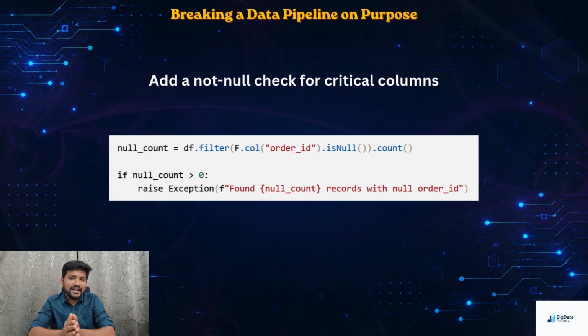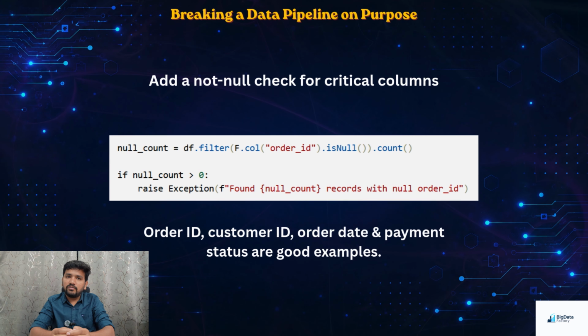The fix, add a not null check for critical columns. Order ID, customer ID, order date, and payment status are good examples. Production lesson, not all columns are equally important. Critical identifiers should have strict checks.